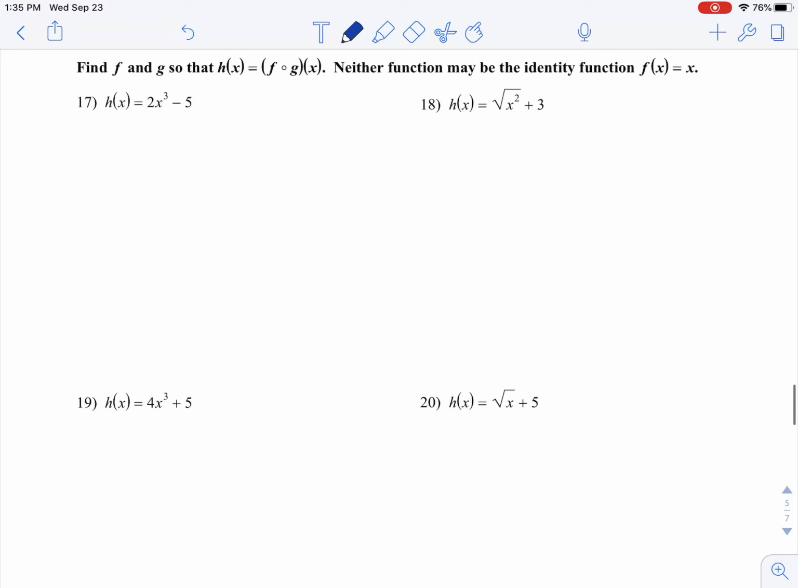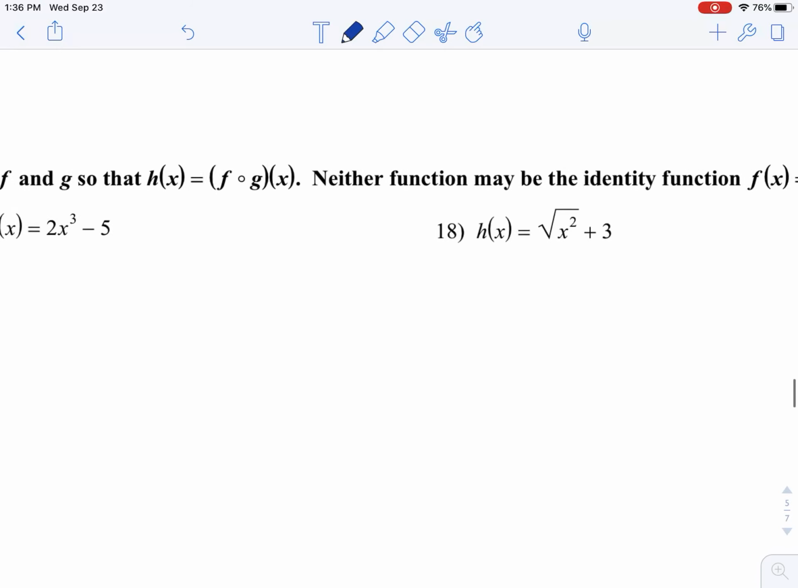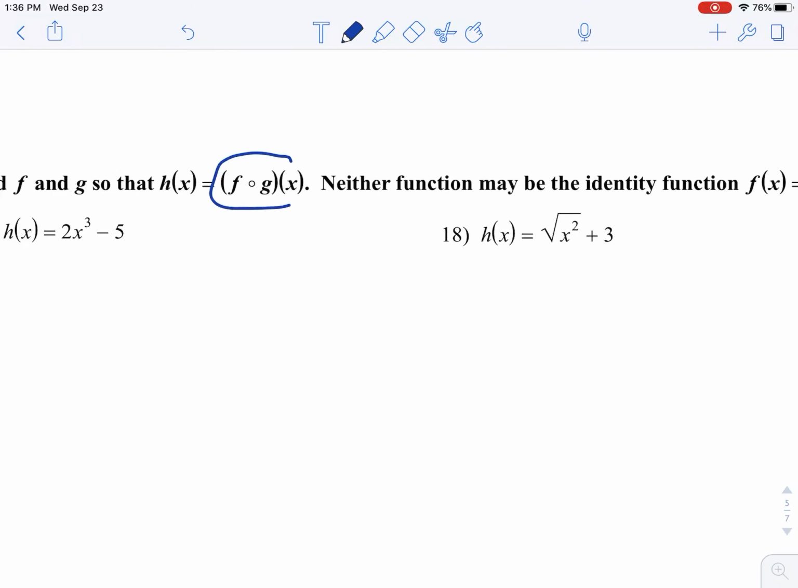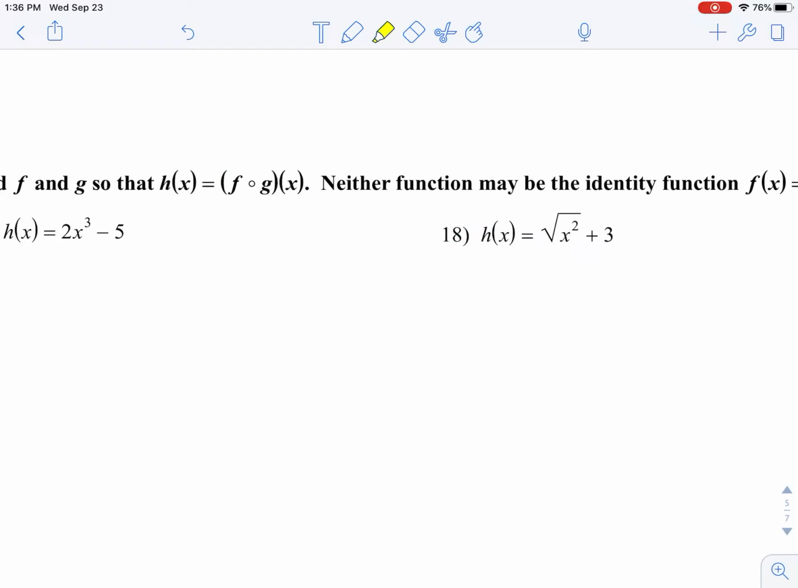The rest of the paper is sort of a stretch. It's a little above and beyond. So this is like you're being given the answer. Can you come up with a composition that would give you this answer? So I want two functions, f of x and g of x, so that when you plug g of x into f of x, it gives you h of x. So what two functions can you cram together that will give you this as an answer?